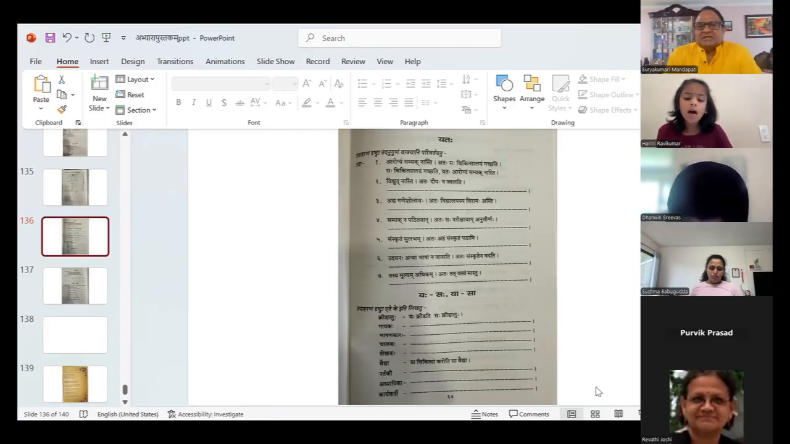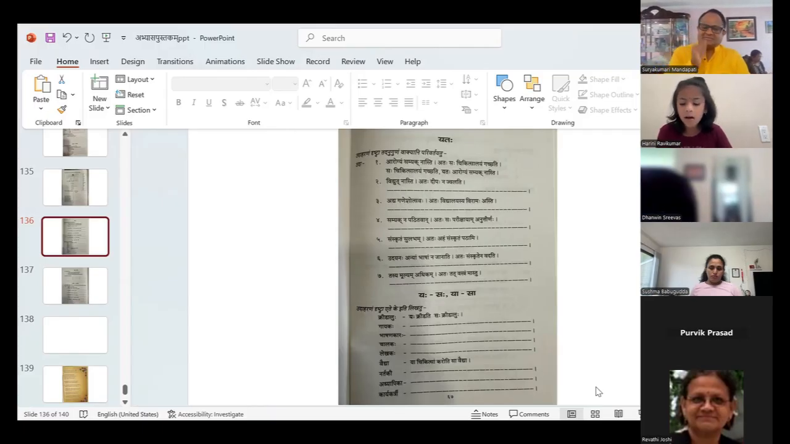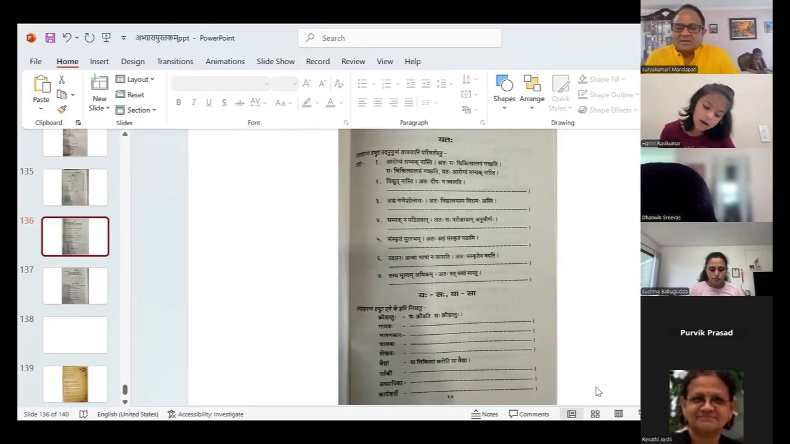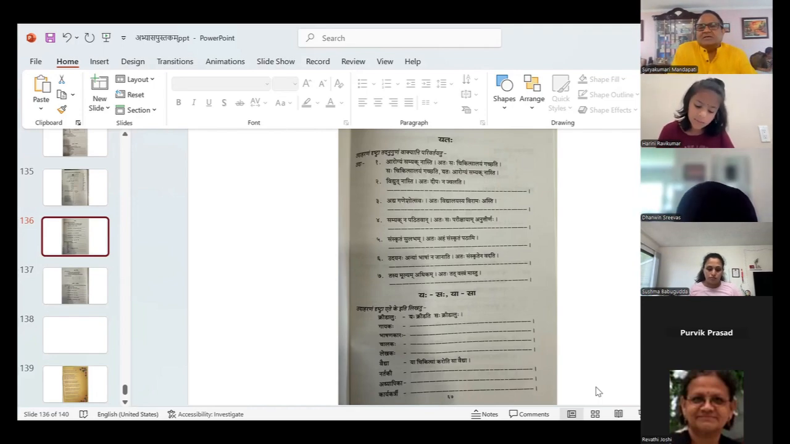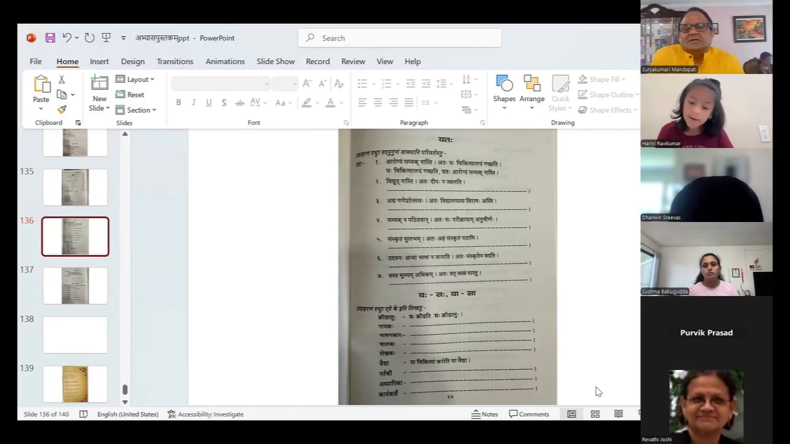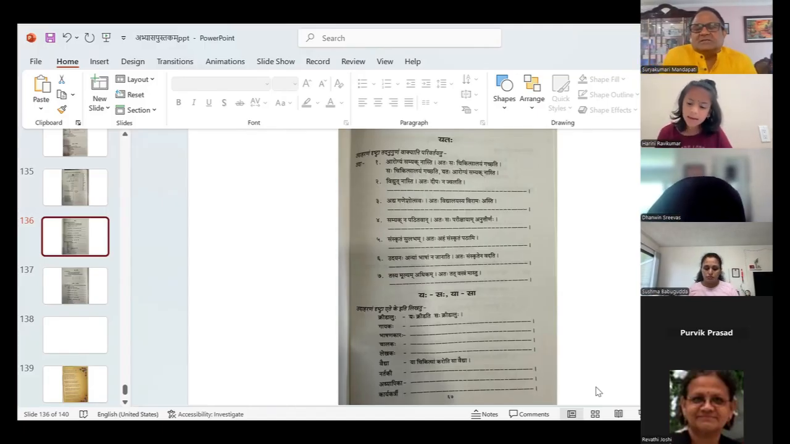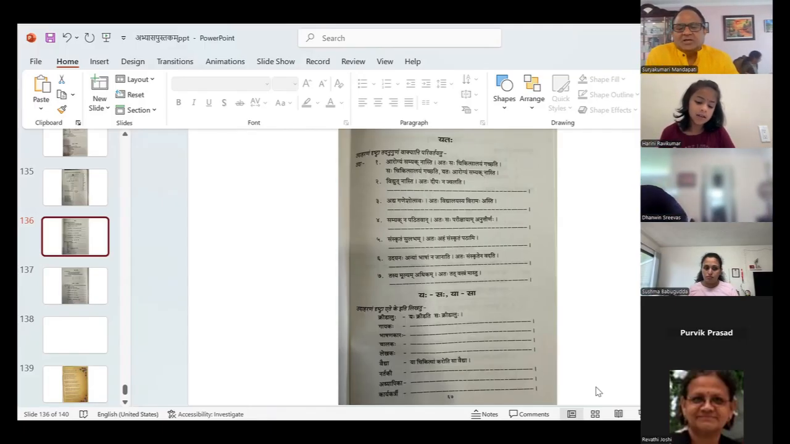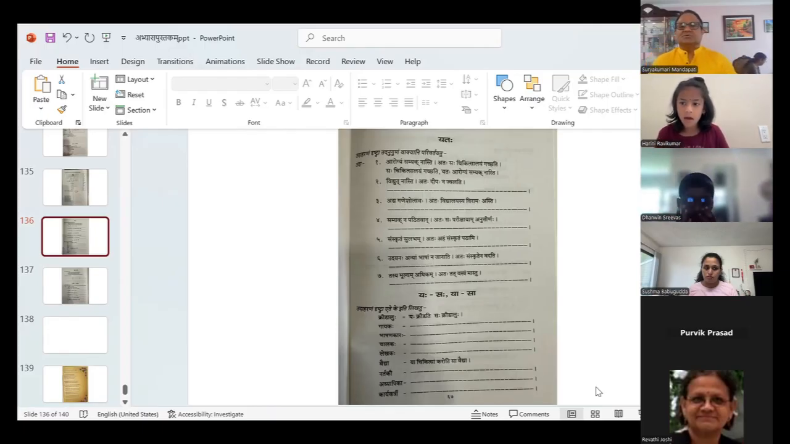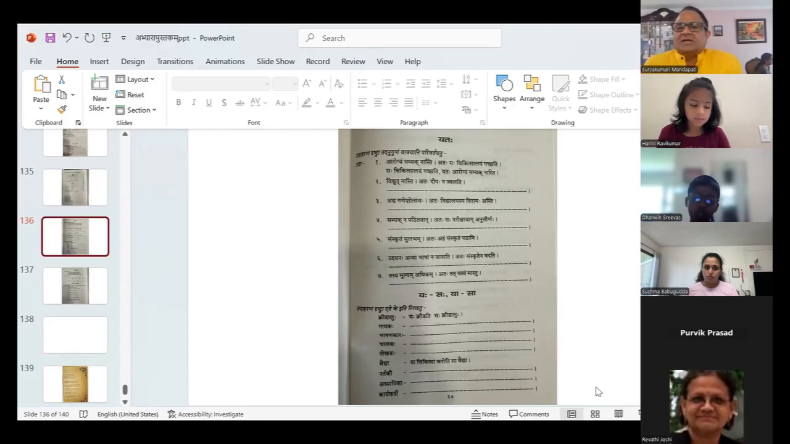And if anyone is interested, is there a question? What is the question word for this? Kutaha. Kutaha deepaha na jvalati. Why is the light not on? The question is Kutaha deepaha na jvalati. Deepaha na jvalati yataha vidyut nasti. So Kutaha is why, and ataha therefore.